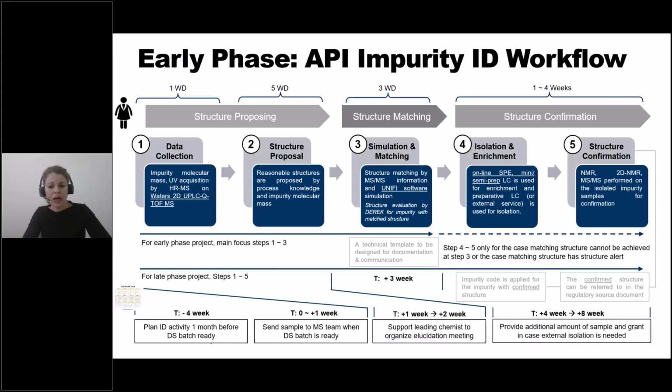So it really depends on the complexity, but I would say that overall, if we are going to do it for every project, this is the timeline. So we start planning 4 weeks in advance, and then normally 1 week for the structure proposing and matching. And if you need more, it can take a bit more. It depends a lot, of course, on the NMR capabilities. We have access to very good NMRs, and this allows us actually normally to have most of the challenging structure confirmation activities completed within a couple of weeks.